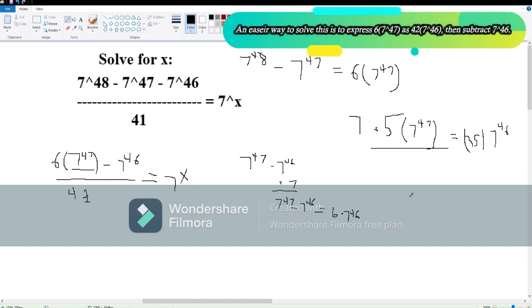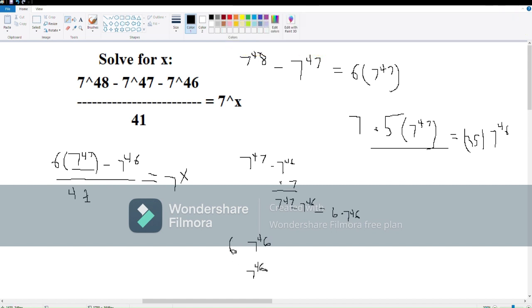So now, because we are multiplying these two by the same number, let's just take out 2. Let's take these two. We can add them up together. So that would give us 41 times 7 to the 46th power, which divided by 41 will have to equal 7 to the x power.